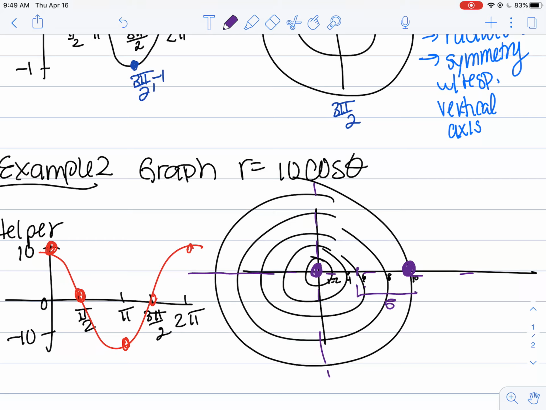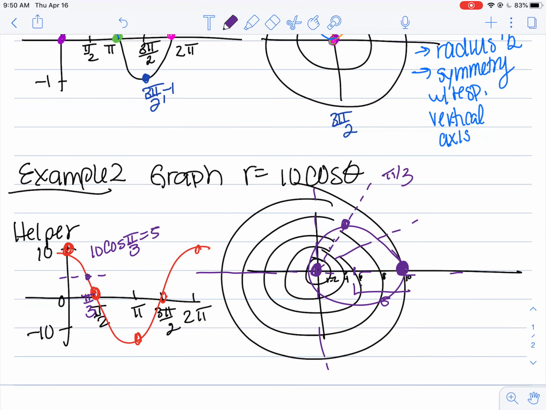So what would get me 5? Let's see, at pi over 3, maybe? Cosine of pi over 3 is a half, so 10 cosine pi over 3 is 5. So at pi over 3, I would go out 5 units, which is 2 and a half rings, because I scaled it by 2. Let's pretend I did this nice and pretty. So this is what my circle looks like.